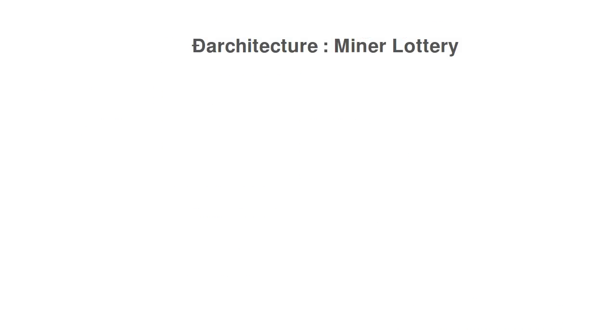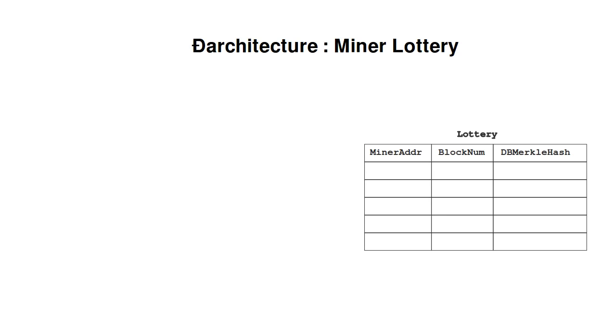Now let's take a closer look at the lottery and see how miners remain consistent. We imagine the lottery as a table that tracks miner votes. We know the miner's address, the block ID, and a Merkle hash value computed from the database as of that block. As time proceeds, Ethereum is regularly completing and publishing blocks and signaling all Ethereum nodes around the world.